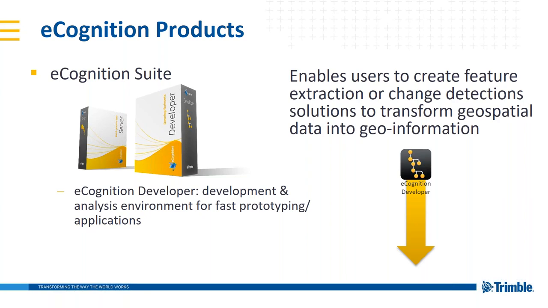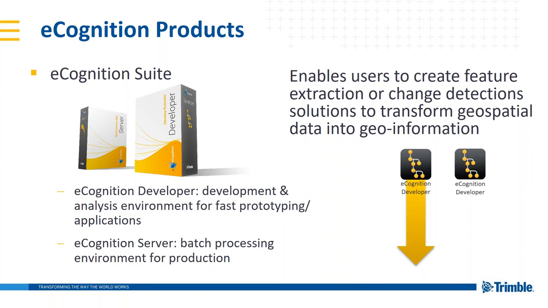But we can also apply these rule sets within developer. Where server comes in is that this gives us the production environment for those rule sets that we create within developer. Here we can do the batch processing and start to go into full production on that rule set. So in the case that we're going to look at today, we started out looking at a single image, but we can then apply this to multiple images that would cover, say, the entire study area or the entire area impacted by such a widespread event as a hurricane.